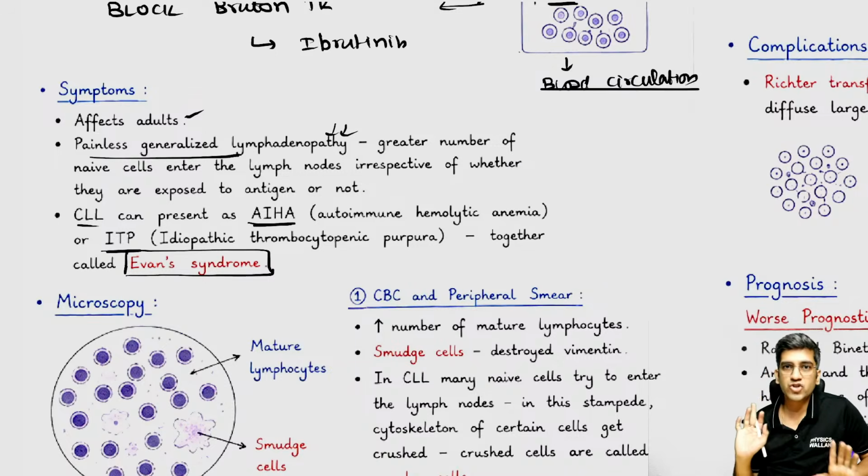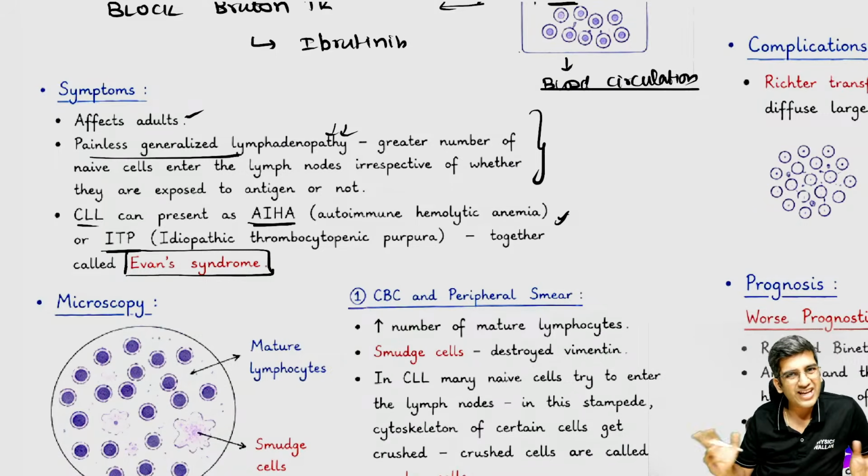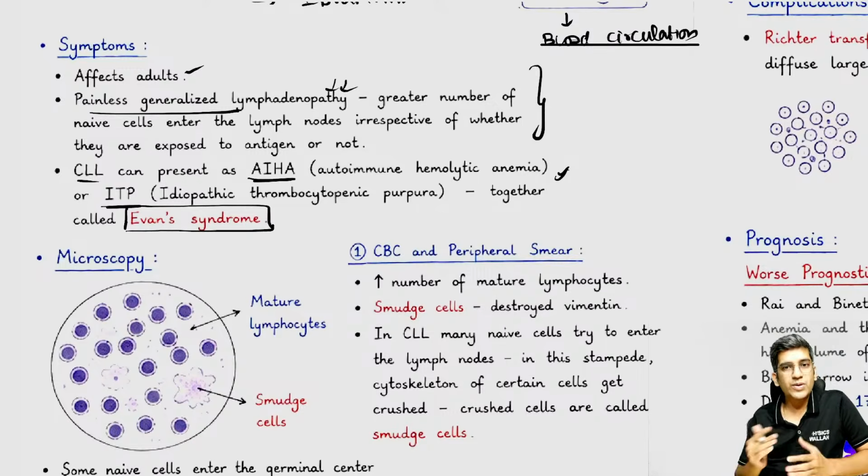That combination is called Evans syndrome, but this is something which is unique for CLL, right? This can be seen in almost every lymphoma, every non-Hodgkin's lymphoma. In the elderly, you'll have classical generalized lymphadenopathy, but this is very, very unique for CLL, right? Okay, so what do I see in peripheral smear?